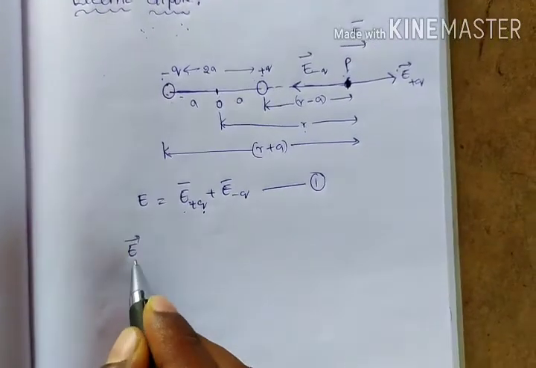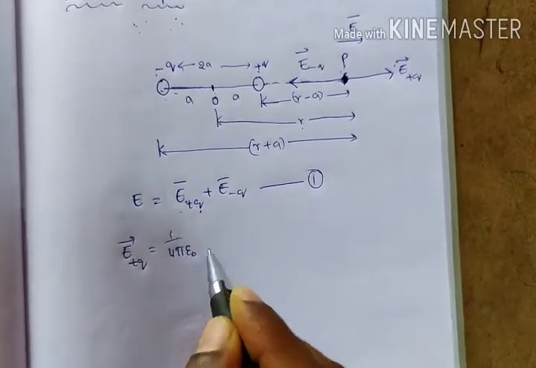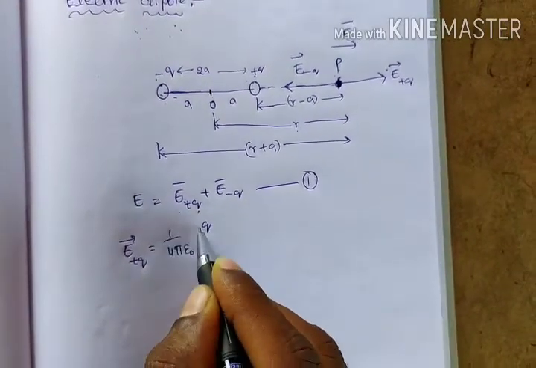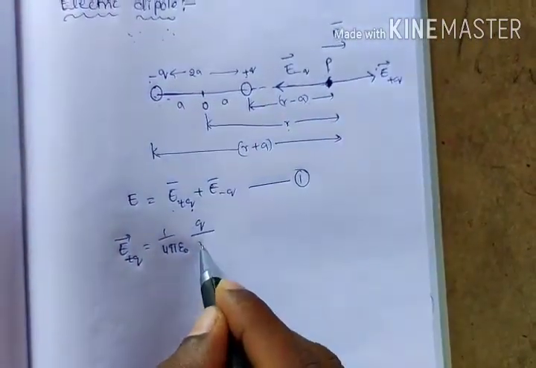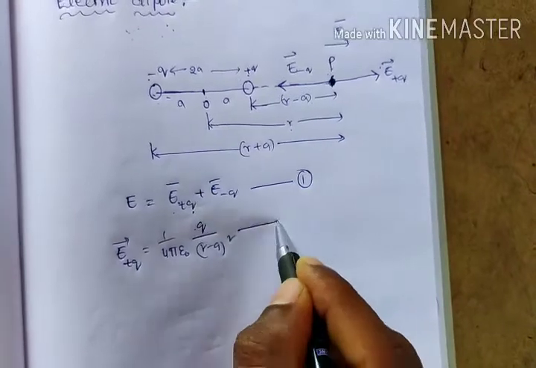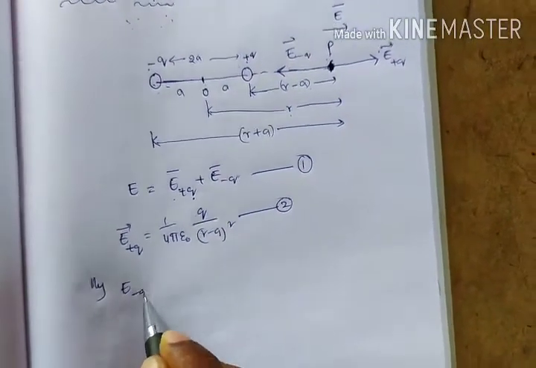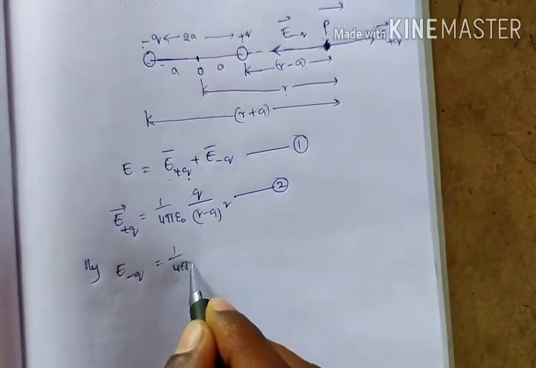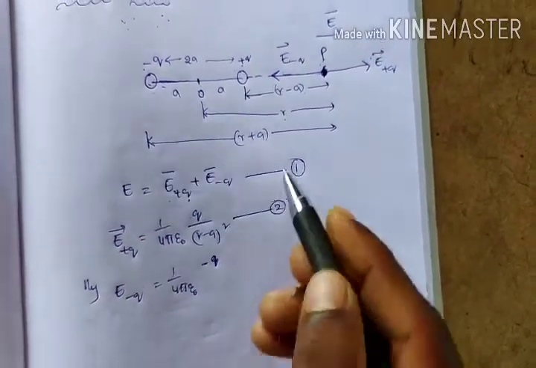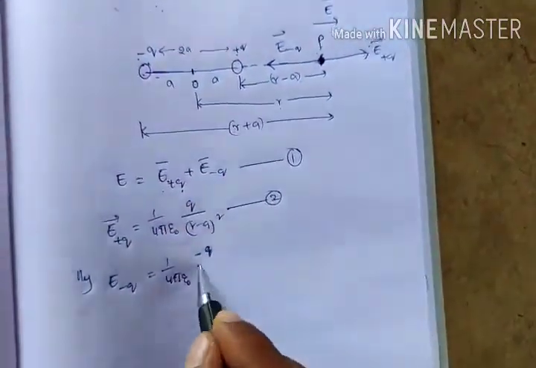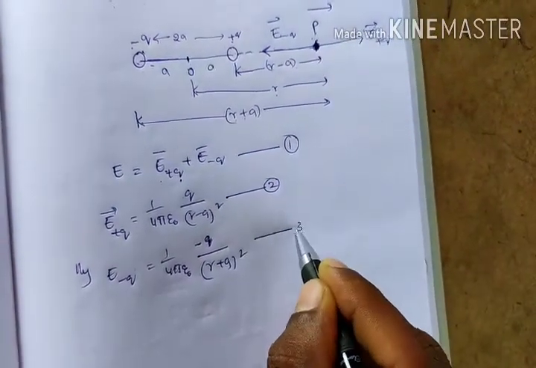According to the electric field intensity definition, E plus Q is equal to 1 by 4 pi epsilon naught, taking plus Q, by the distance, which is (r minus a) whole square. Equation 2. Next, similarly, E minus Q is equal to 1 by 4 pi epsilon naught, here it is minus because it is a minus charge, we are taking minus Q by the distance, which is (r plus a) whole square. This is equation 3.